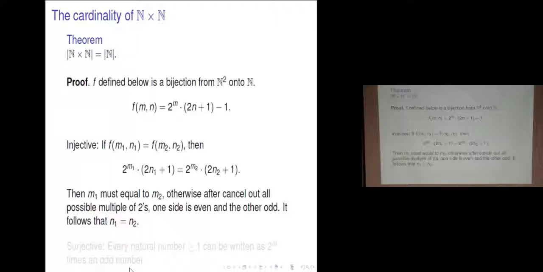Now, if you cancel the 2's, the rest is easy. If 2n1 plus 1 equals 2n2 plus 1, you certainly get n1 equals n2. Okay, so it's fairly easy.